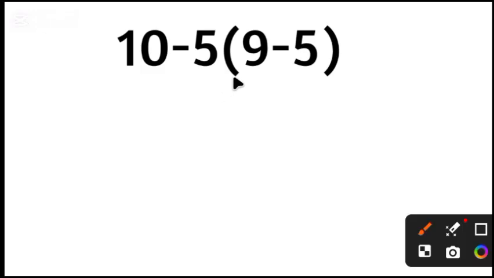Having said that, let's solve it together. We begin with this parenthesis. 9 minus 5 will give us 4. In between this parenthesis and this number, we have multiplication. So bring down this minus 5, and then we have 10 here.